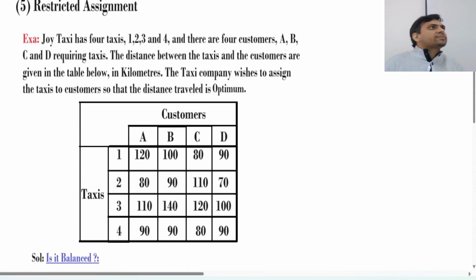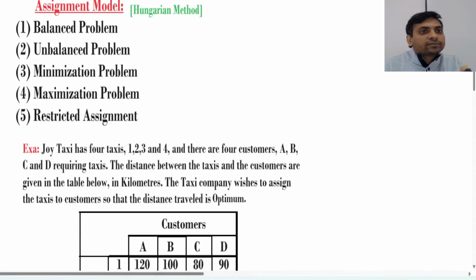how many taxis are there? How many customers are there? 4. This means number of taxis, number of customers are equal. This means your problem is balanced. This means you need to allocate one taxi to one customer or one customer to one taxi. No remaining customer, no remaining taxis. Is it clear? Done? Okay. So in this case, this is what? Balance problem. Because number of rows, we can say number of rows equals to number of columns, or we can say number of taxis equals to number of customers.